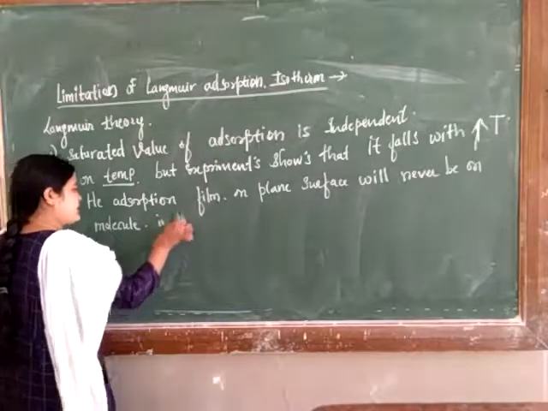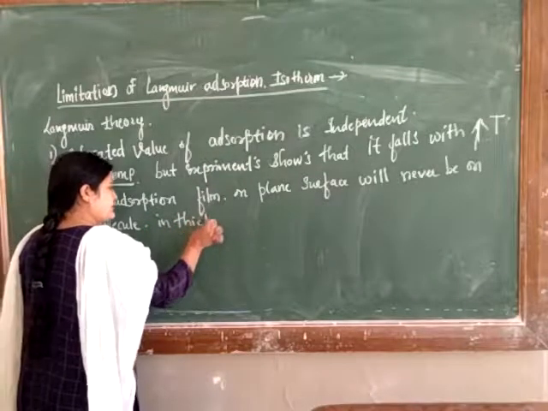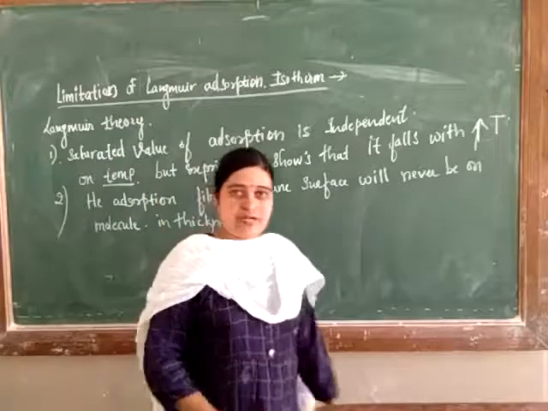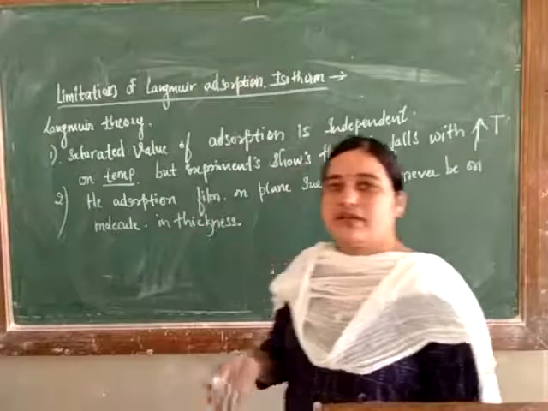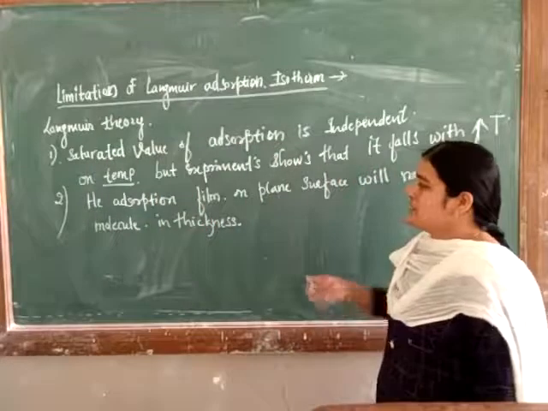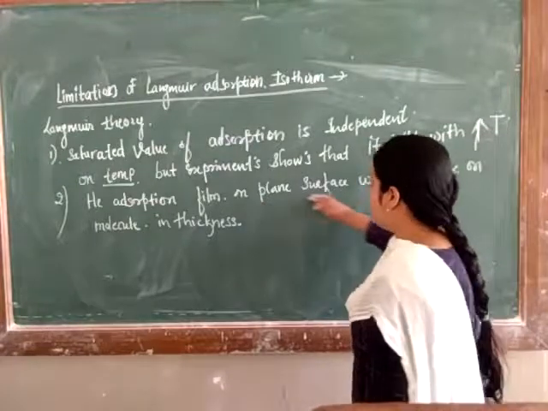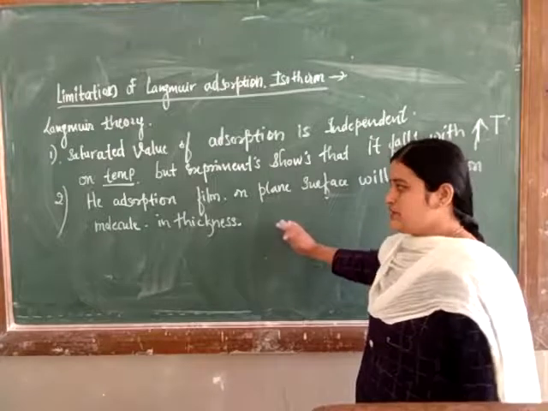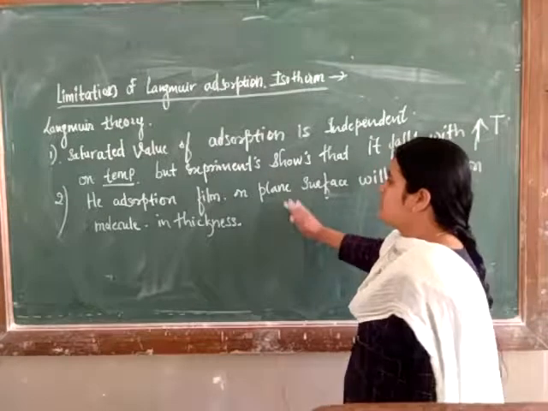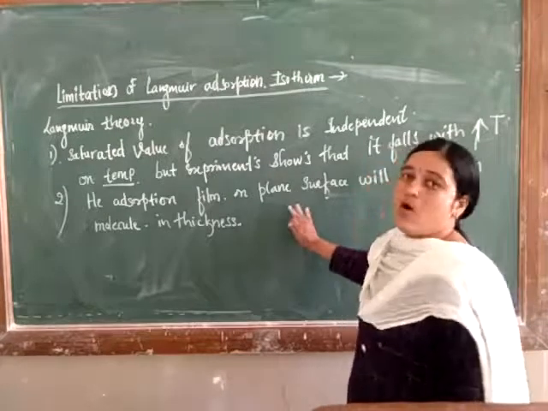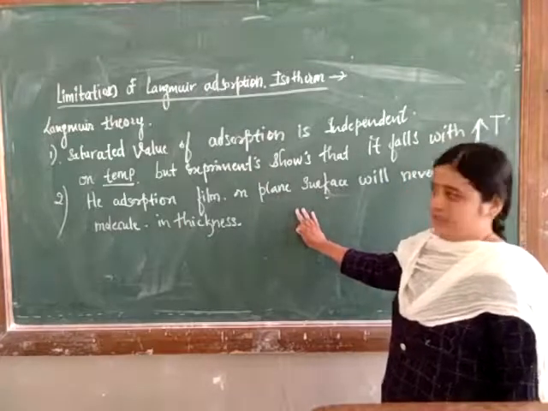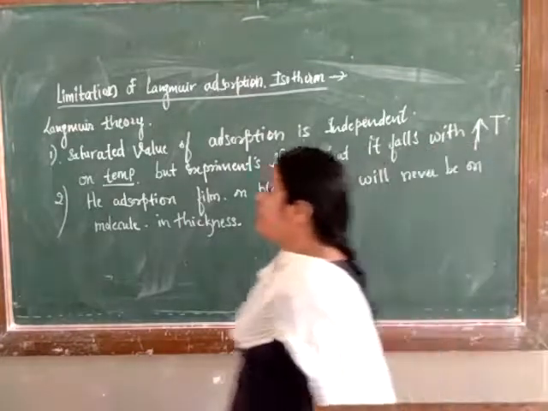Molecule in thickness. But when this was seen experimentally, the opposite was reported. The adsorption film on the plane surface will never be on the molecule. But when they saw it practically, they saw a thin film present on the molecules, which is going to be adsorbed over there. This is the second point.